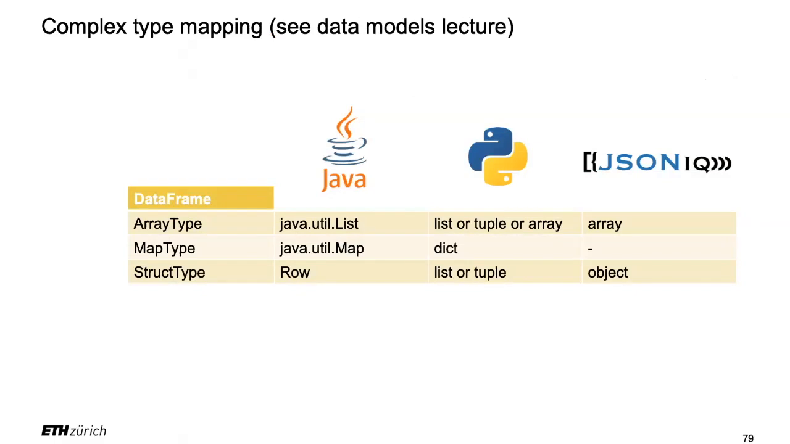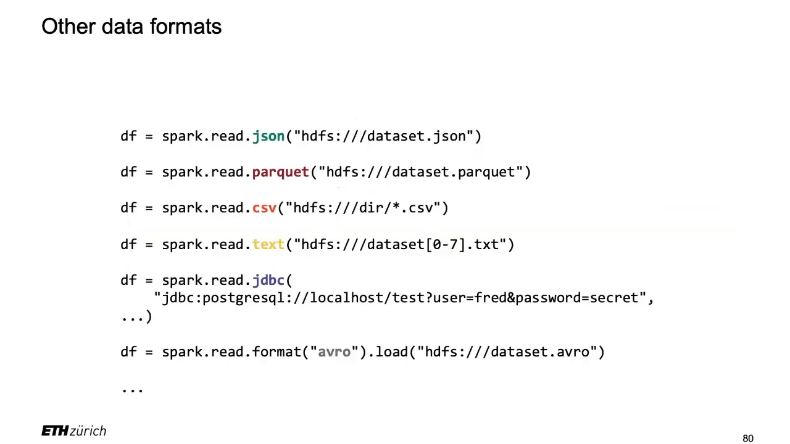And these are the complex types where you have arrays, maps, and structs, which in Java map to lists, maps, and rows. So the struct is the row, the same row that you have in your data frame, it's just nested. In Python, we have lists and dicts, and in JSONiq, we have arrays and objects, which is just JSON, right? JSON arrays and JSON objects. Okay.